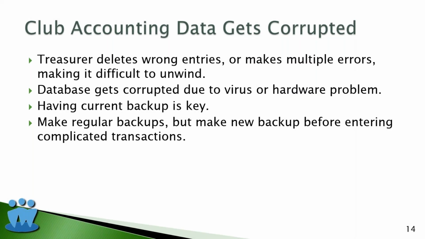And then another, as I mentioned, sometimes the Club Accounting data gets corrupted. It could be your data on the computer if you're using Club Accounting 3. It might be due to a virus or a hardware problem that might lock out that data or make it inaccessible. As I said, sometimes the treasurer might delete the wrong entries and then can't really figure out what they did wrong, and in trying to restore things, adds additional transactions, and then there are duplicates. Those kinds of problems become very difficult to unwind.